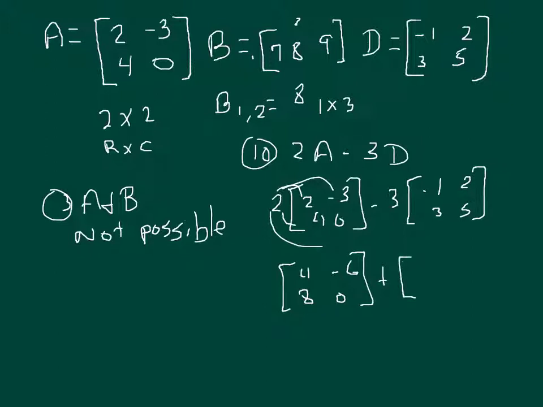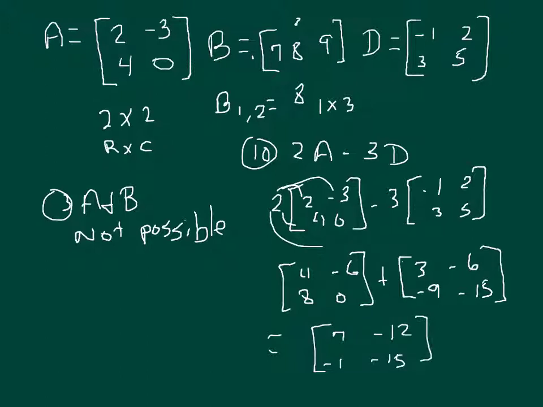I'm going to go ahead and multiply negative 3, and that's going to be a positive 3. That's going to be a negative 6, a negative 9, and negative 3 times 5 is negative 15. So since I went ahead and changed that subtraction to an addition and distributed the negative 3, now I can go ahead and add corresponding positions. So to get my final answer, that's going to be 4 plus 3 is 7, negative 6 plus negative 6 is negative 12, 8 plus negative 9 is negative 1, and 0 plus negative 15 is negative 15.